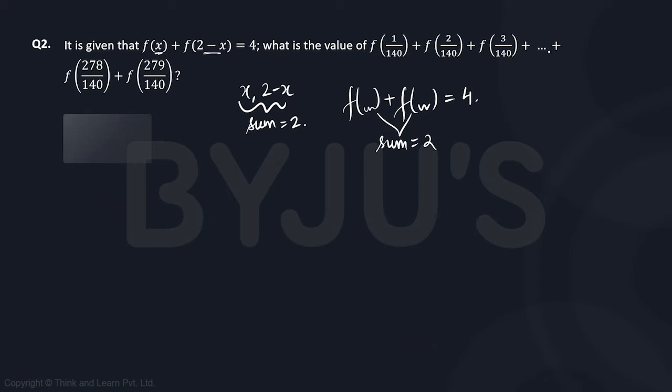So from the given expression, if we choose the first and the last, this becomes f(1/140) + f(279/140). If you add the numbers within the bracket, you will get 1 + 279, which is 280/140, which is 2. That means the sum of these two is going to be 4.